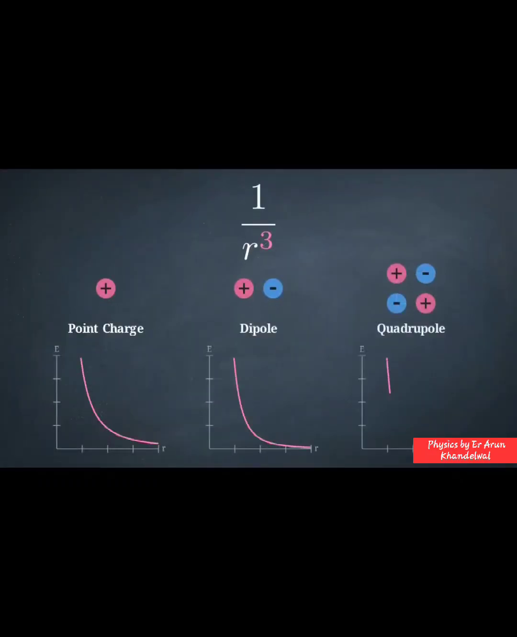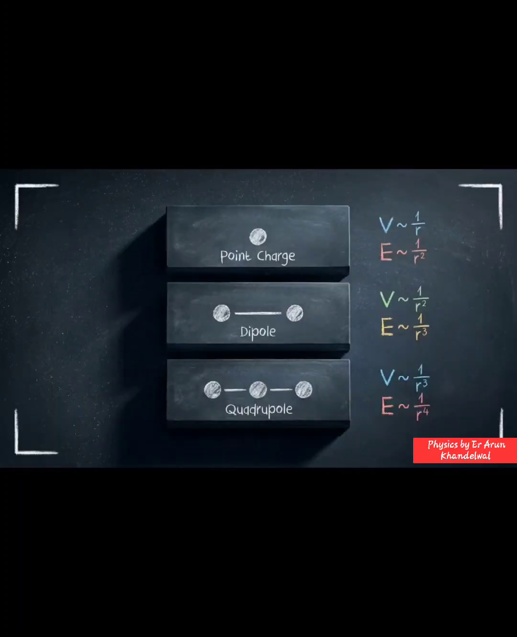Every time you add symmetry and balance to a group of charges, their distant electrical reach decays exactly 1 power of r faster. Take a screenshot of this table right now. It's the perfect study guide to keep these rules straight.